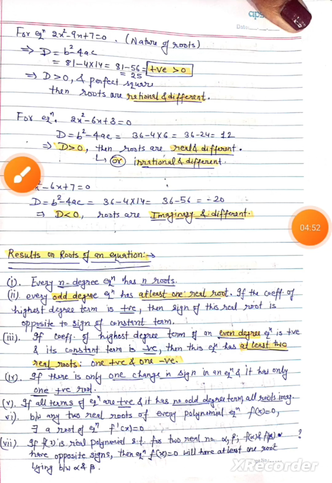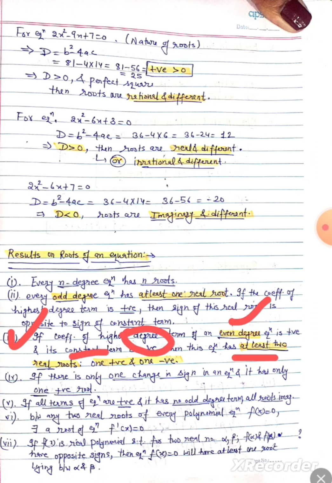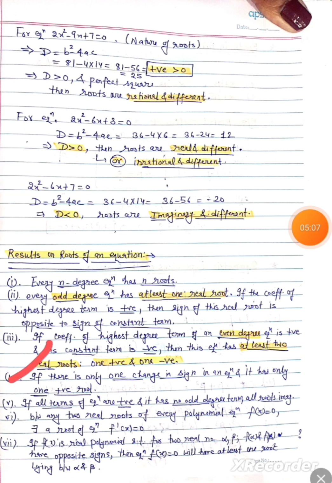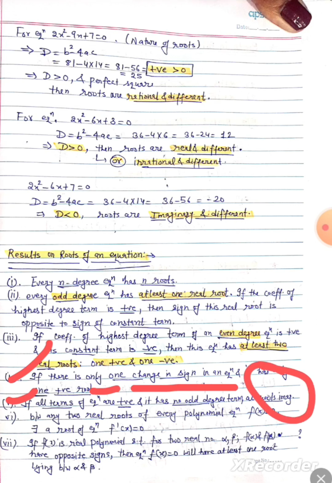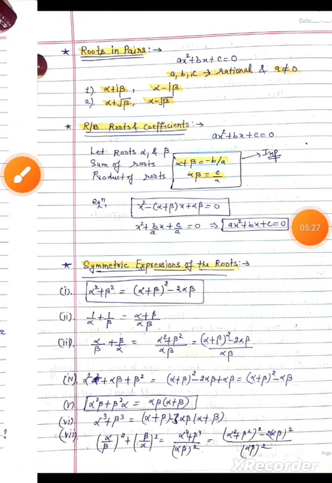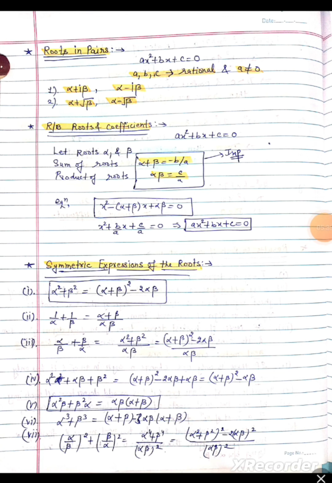Third direct result here: if the coefficient of the highest degree term is positive in an even degree equation and the constant term is negative, then there are at least two real roots, one positive and one negative. The next result is if there is only one change in sign in an equation, it has only one positive root. If all terms are positive and of odd degree, then all your roots are imaginary. That is the direct result we put in this equation.